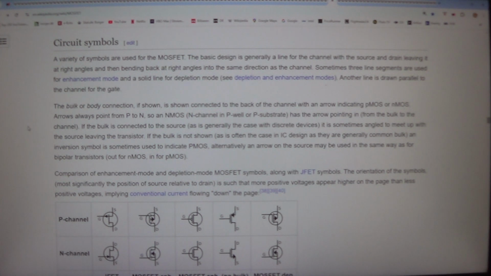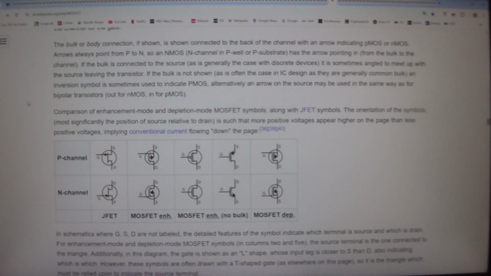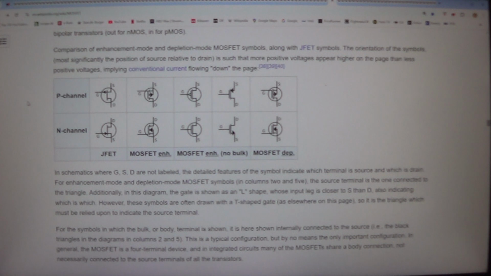If the bulk is not shown, as is often the case in IC design as they are generally common bulk, an inversion symbol is sometimes used to indicate PMOS. Alternatively, an arrow on the source may be used in the same way as for bipolar transistors, out for NMOS, in for PMOS. Comparison of enhancement mode and depletion mode MOSFET symbols, along with JFET symbols. The orientation of the symbols, most significantly the position of source relative to drain, is such that more positive voltages appear higher on the page than less positive voltages, implying conventional current flowing down the page.